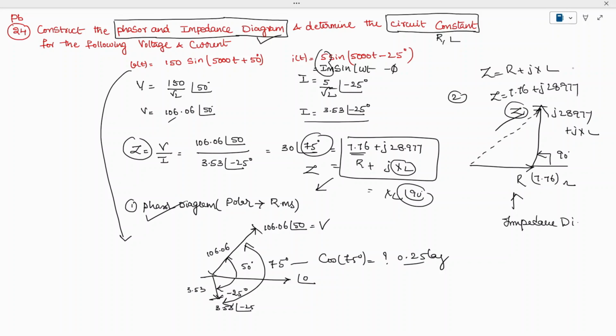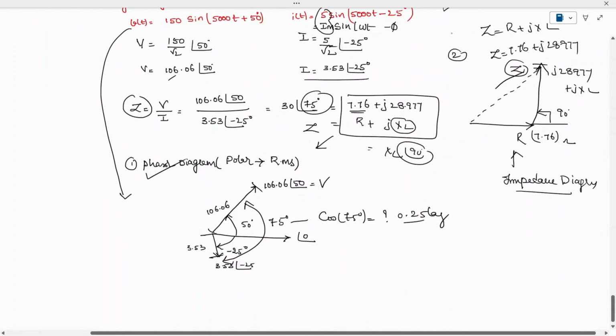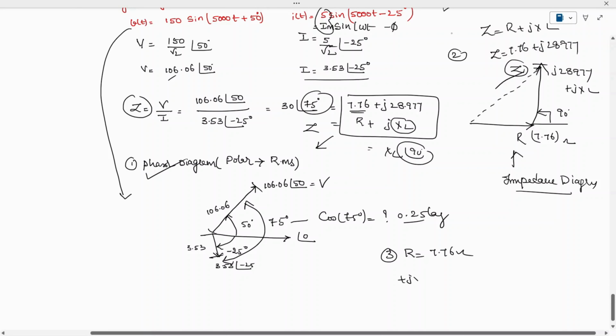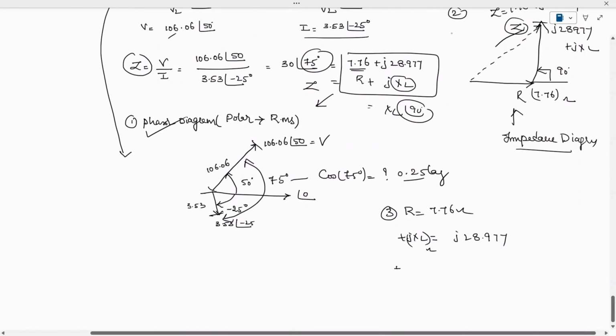So successfully, what the examiner asked, we are able to find: the phasor diagram is drawn, the impedance diagram is drawn, and the circuit constants. The third question he has asked is the circuit constants: R is equal to 7.76 ohms and plus jXL is equal to j28.977 ohms. XL can be written as omega L, which is 2 pi fL, equal to j28.977.